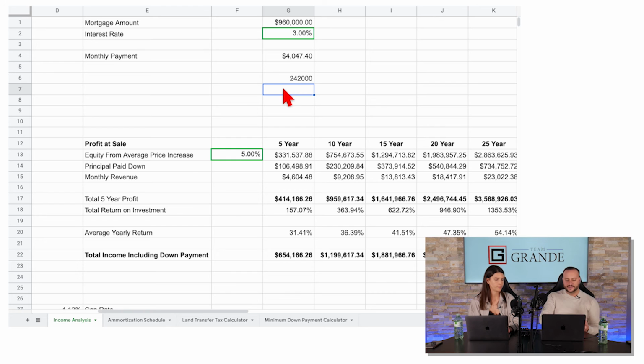So we're going to add the 331, which is the equity from the price increase. The property went up $331,000. We're going to add those numbers. Okay, so we paid 1.2 million plus the 331 is 1,531,000. So 1.5 million is what you paid.